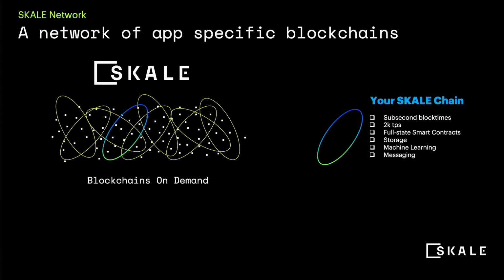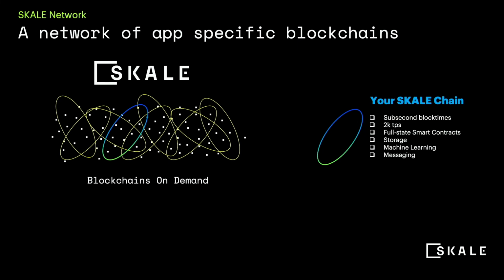So it's a very powerful system. And again, it's a network of app-specific blockchains. So as a dApp developer, if you're running a decentralized exchange or a blockchain game, you're requesting a specific skill chain from the network that's provisioned to you and your community. And these skill chains run very fast, roughly sub-second block times. They can run up to 2,000 transactions per second.